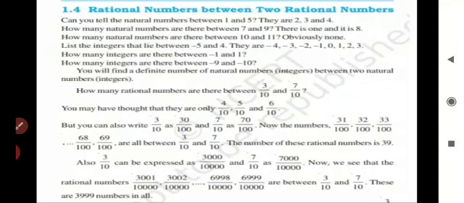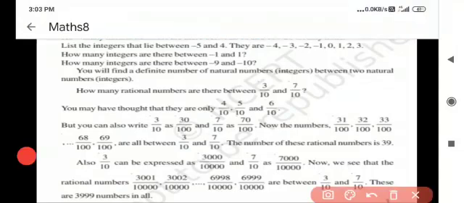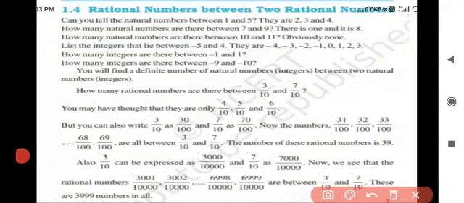List the integers that lie between minus 5 and 4. There are minus 4, minus 3, minus 2, minus 1, 0, 1, 2 and 3. How many integers are there between minus 1 and 1? Yes, it is 0 only. How many integers are there between minus 9 and minus 10? Obviously none.